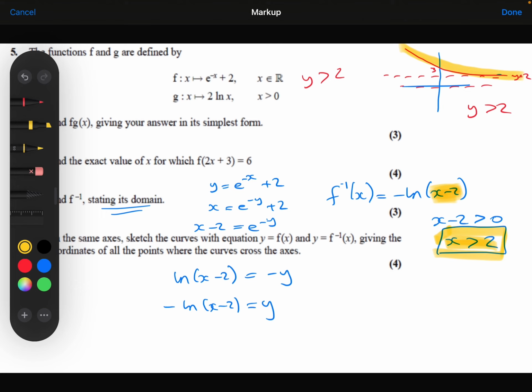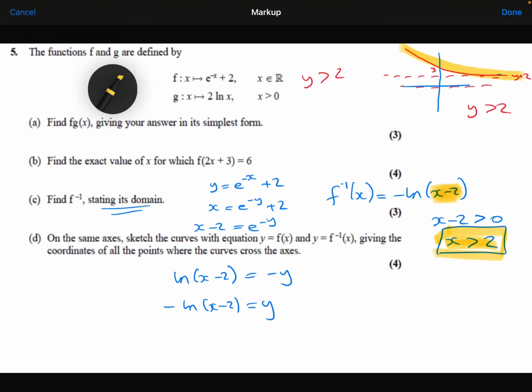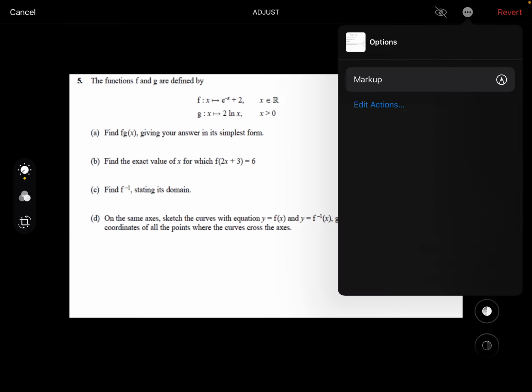That's often the way. The only reason I'm doing that example as well here is because quite often when it says stating its domain, that's the way I do it. I flip the range. I find the range of the original function and then just use that. But in this case, it was obviously much quicker just to do the first method.